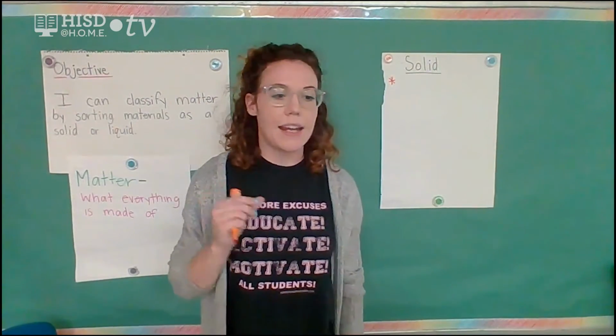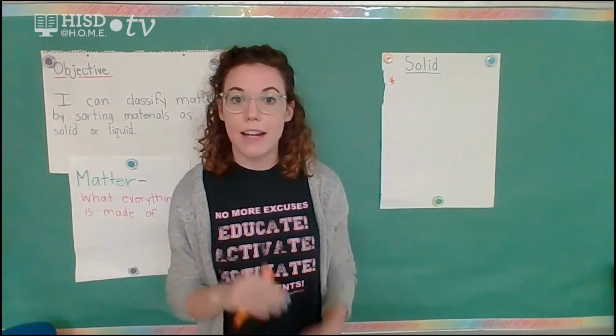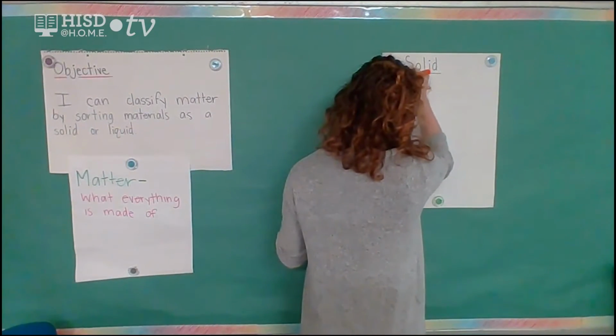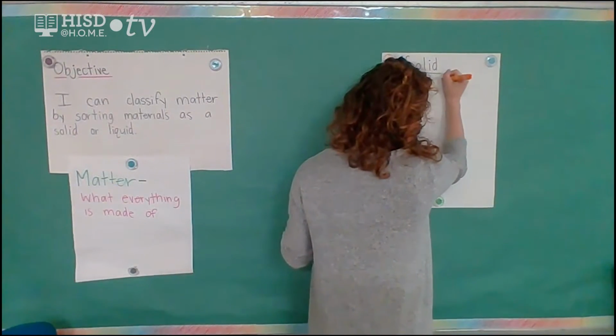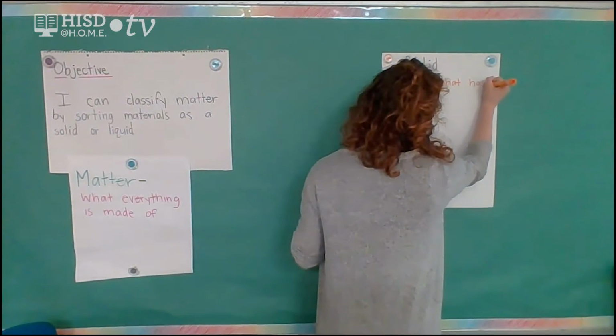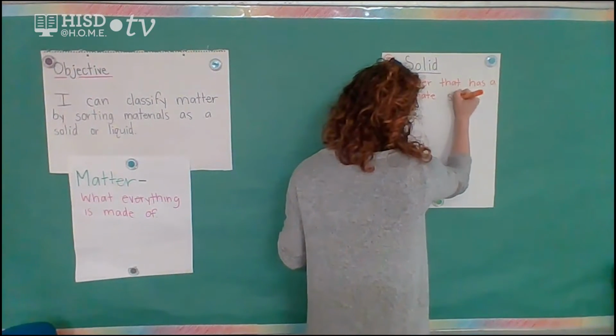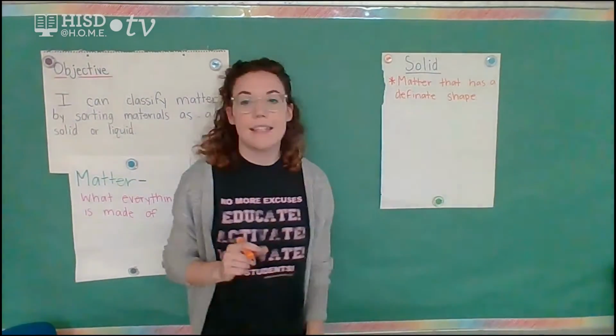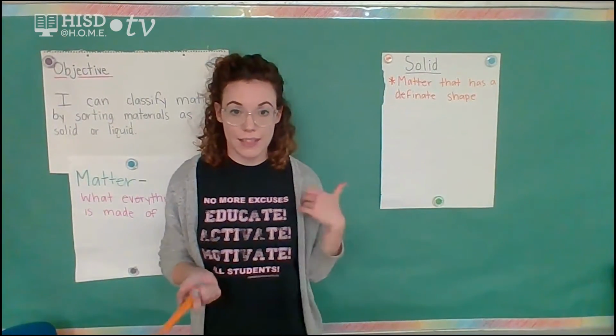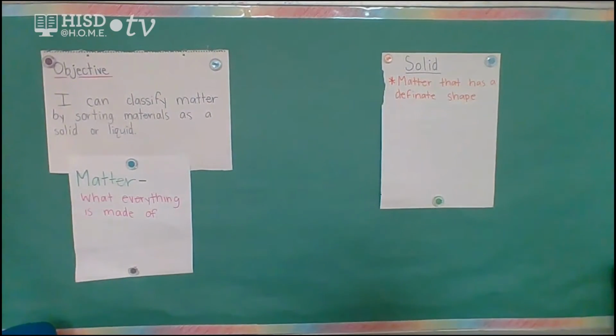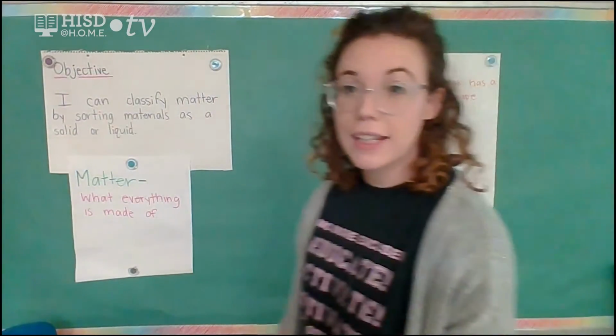We're going to write it's something that has a definite shape. That means it has a shape that we can define, we can see what it is. Matter that has a definite shape. I'm going to give you about 45 more seconds to write this down. About 20 more seconds to get this written down.